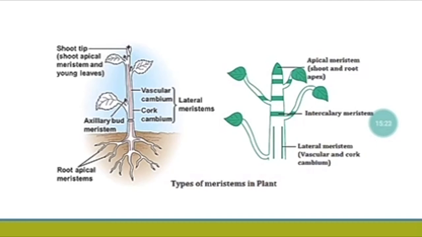What about the intercalary meristematic tissue? The intercalary tissue is located in the intermediate part of the plant body. The tissue located in the middle part is called intercalary meristematic tissue. It is mainly found in the leaves and internodes, and it increases the internodes. It is found in monocot plants, pines and different types of plants.